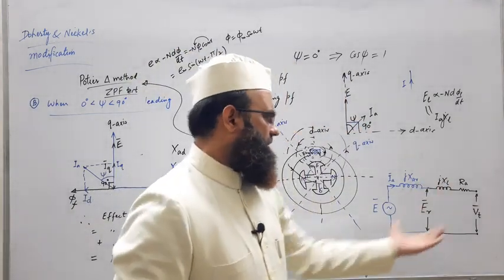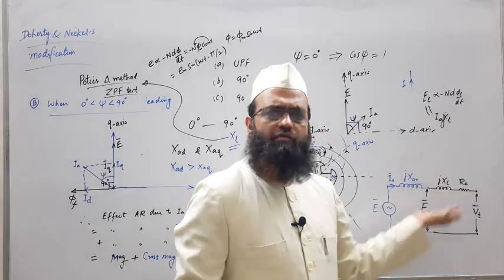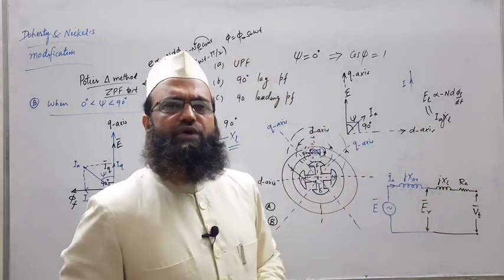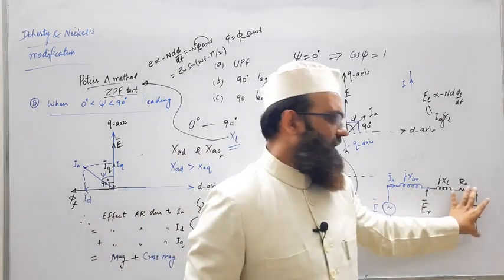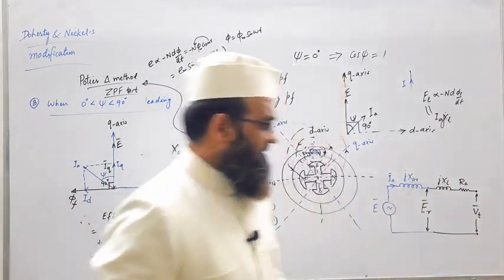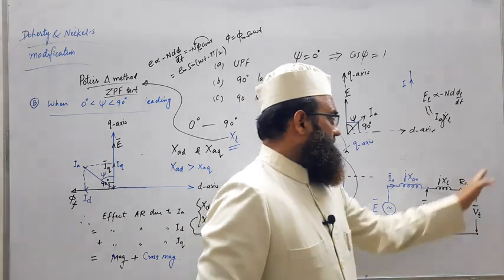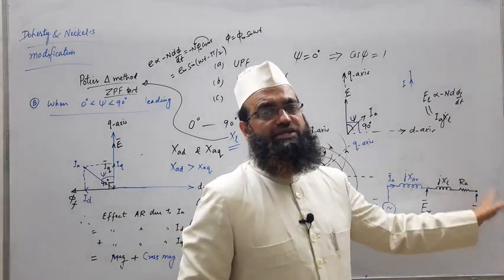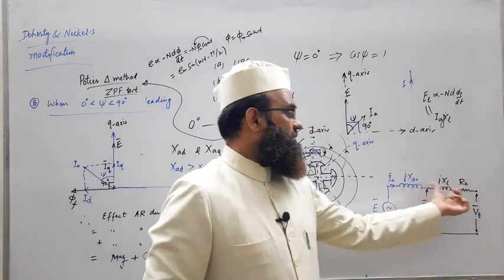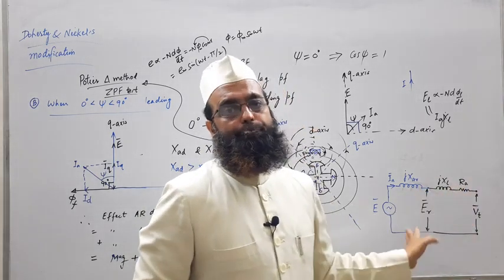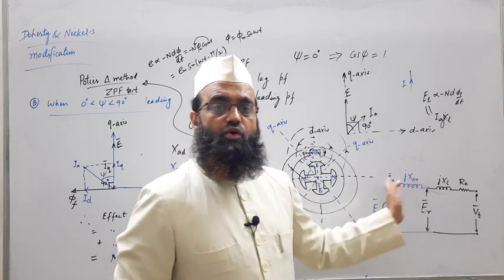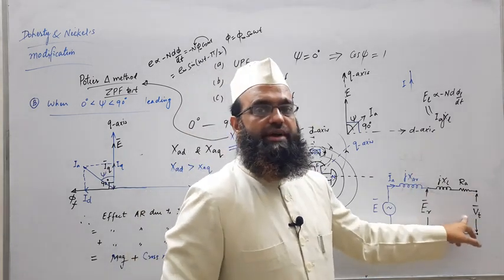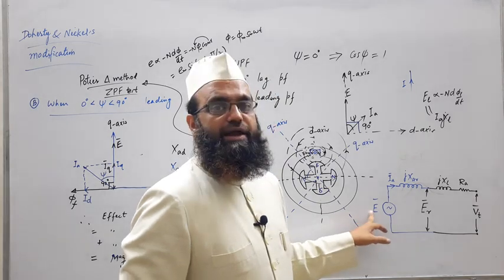If load is not connected, all these drops will be 0, the IA RA drop will be 0, this drop will be 0, this drop will be 0. So whatever internal EMF is induced, the same EMF is available at the terminals. But once load is connected, depending upon the nature of load, these drops will be different, and also depending on the amount of load current. So this terminal voltage will be different than the internal induced EMF.